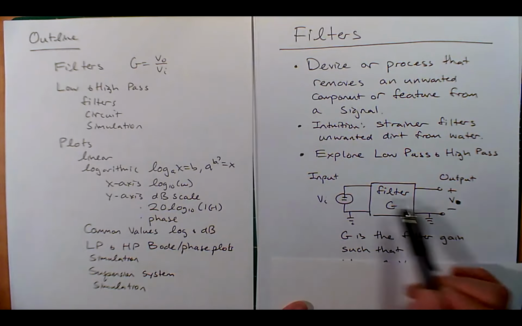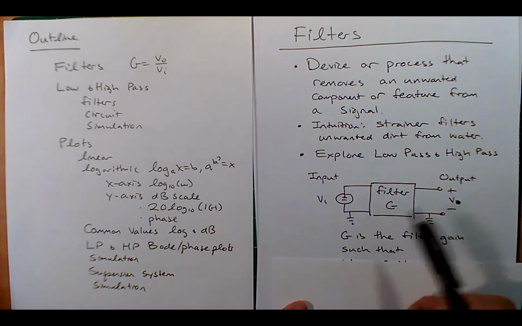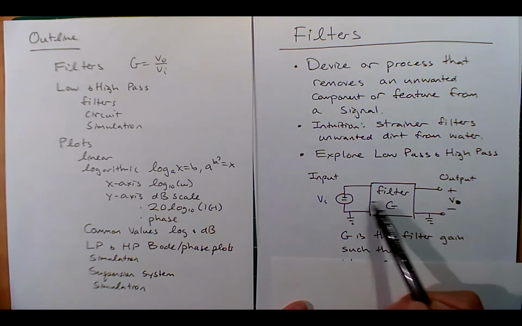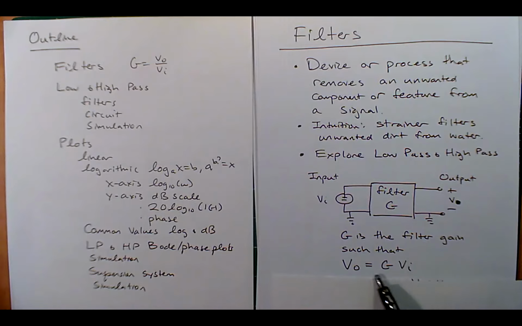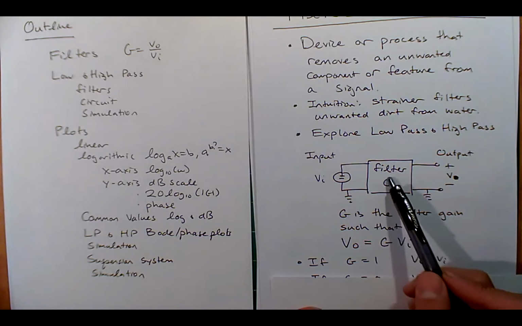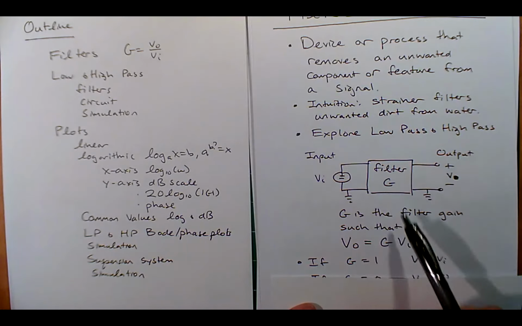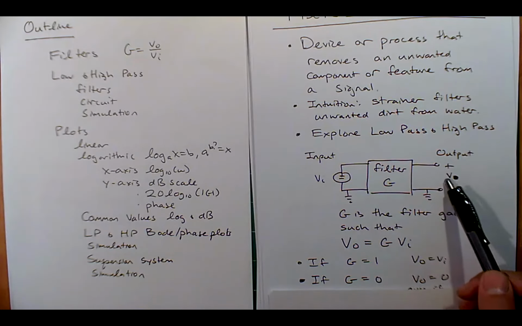And this filter, remember, these are AC signals. V_I and V_O are AC signals. And so this filter can change the phase and it can change the amplitude. So depending on the input here, right? And so this is the equation, V out equals G times V_I, all right? And so if G is 1, if this filter gain is 1, then they're the same. But if the filter gain ends up being 0 for whatever reason, the output is equal to 0, even if the input is non-zero.